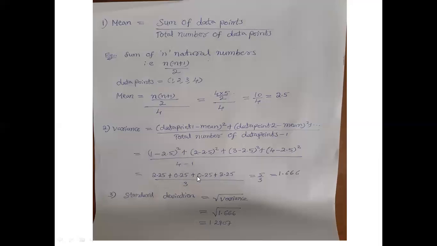If you add all this together, you will get 5. 5 by 3 is nothing but 1.666, like that. So you obtain the variance as 1.666, and the standard deviation is the square root of variance. The square root of 1.666, you will get 1.2907.